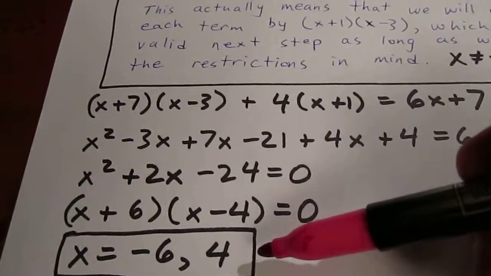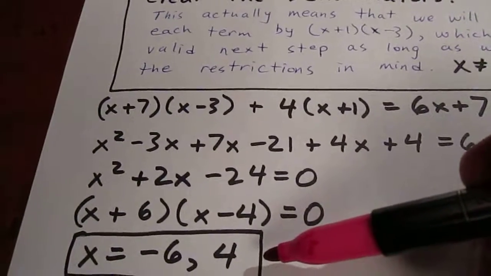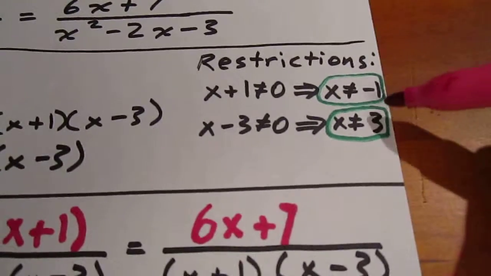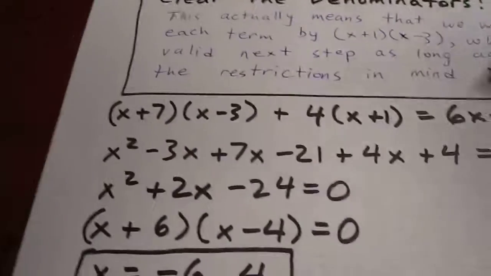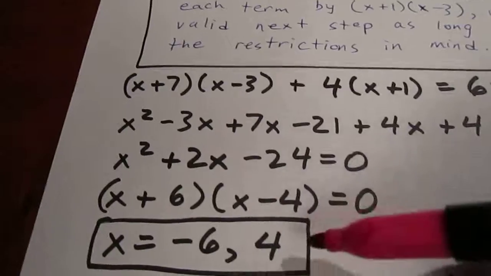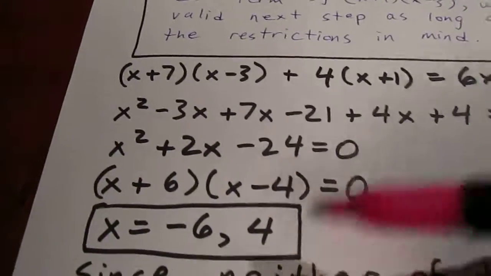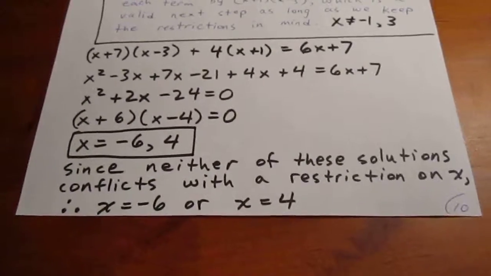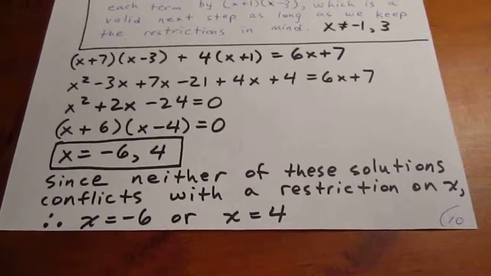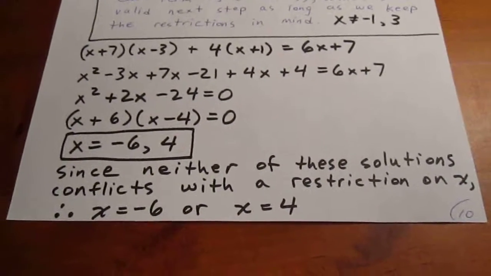We have to compare that with our restrictions. Our restrictions told us that x could not equal negative 1 or 3. Our answer is that x equals negative 6 or 4. Neither of these is restricted. So since neither of these solutions conflicts with a restriction on x, therefore x = -6 or x = 4.